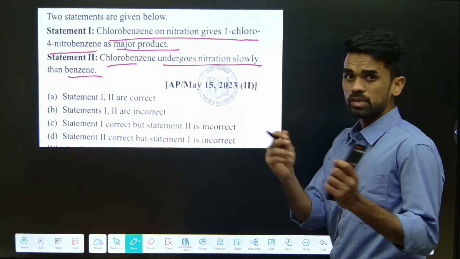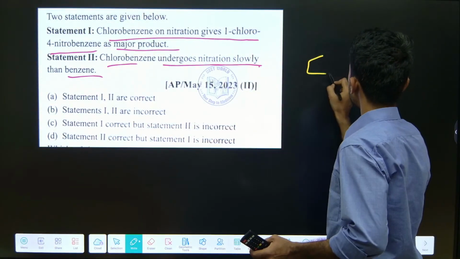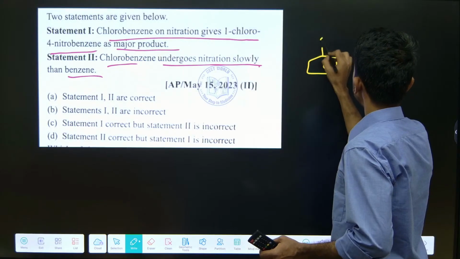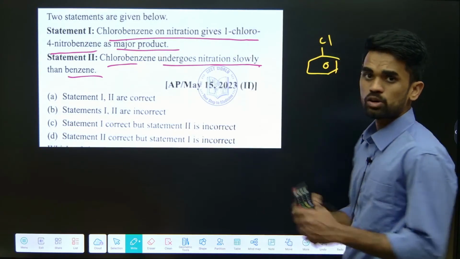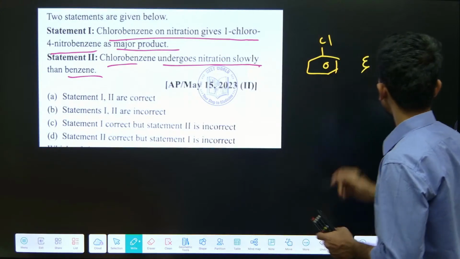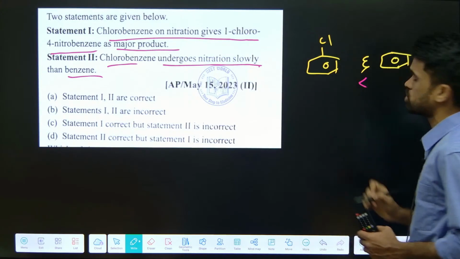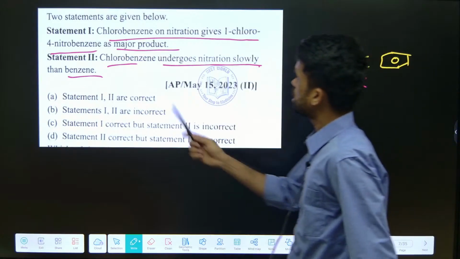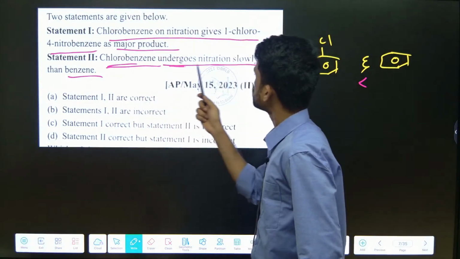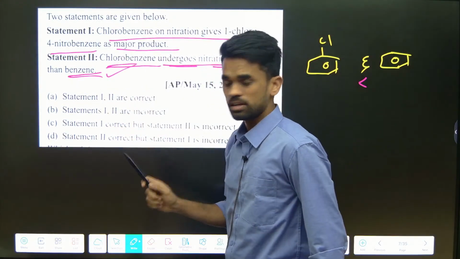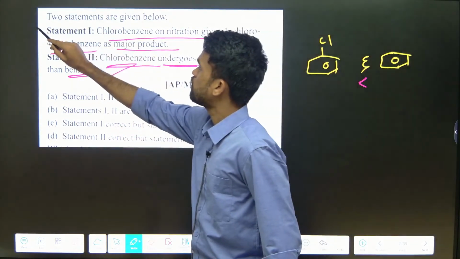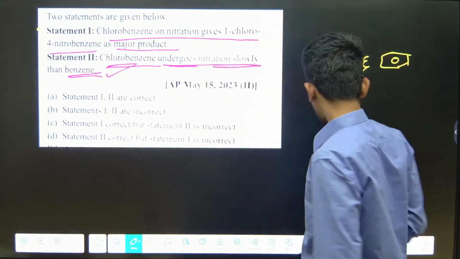From the previous discussion between chlorobenzene and simple benzene, I told you which will undergo electrophilic substitution easily: the rate of electrophilic substitution is more in benzene. So here they are saying chlorobenzene undergoes nitration slowly compared to benzene. This is correct. Now you need to justify statement 1. How do you justify that?